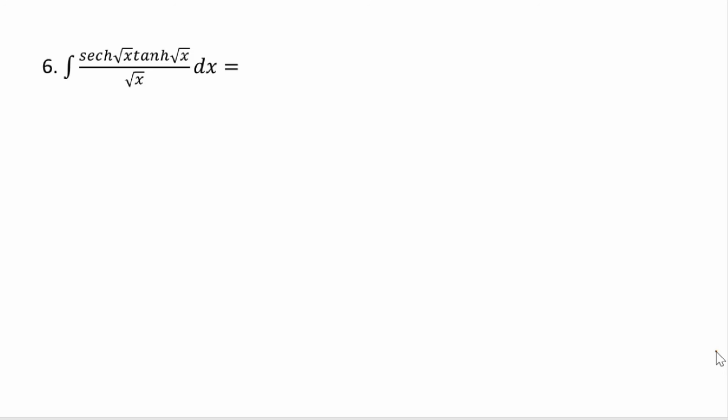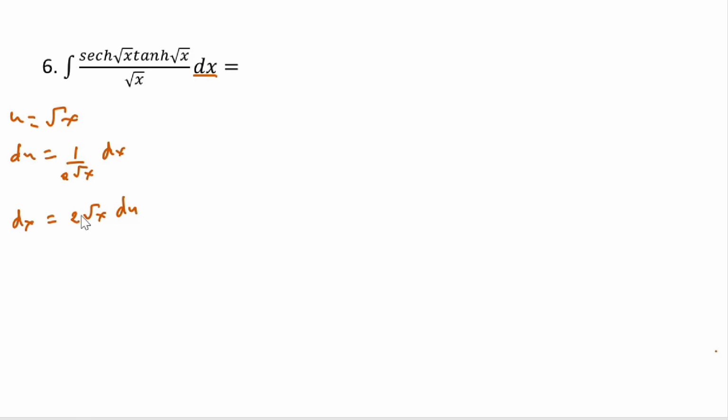Okay, number 6, the integral of hyperbolic secant of the square root of x times hyperbolic tangent of the square root of x all over the square root of x dx. So first, I'm going to write u as square root of x, and then du is equal to 1 over 2 square root of x dx. Comparing to our given, dx can be solved as dx is equal to 2 square root of x du.